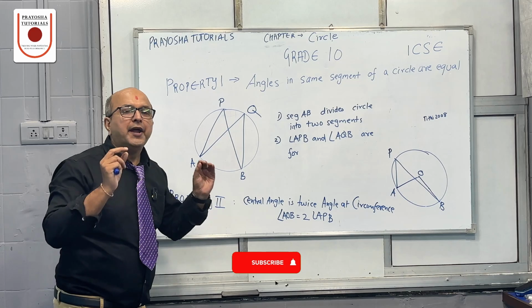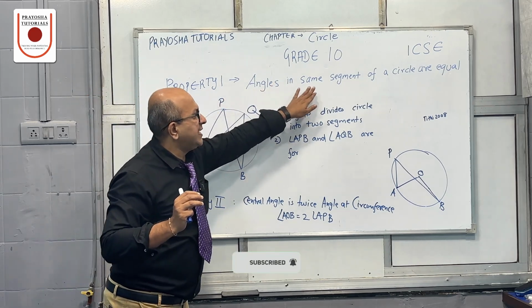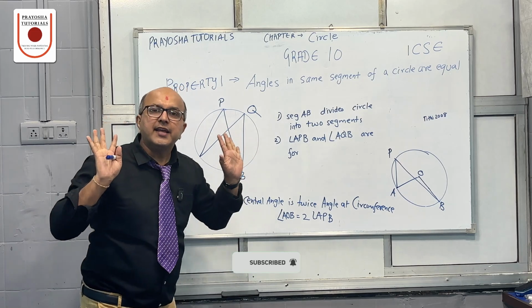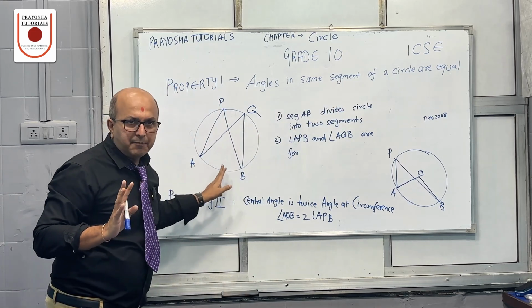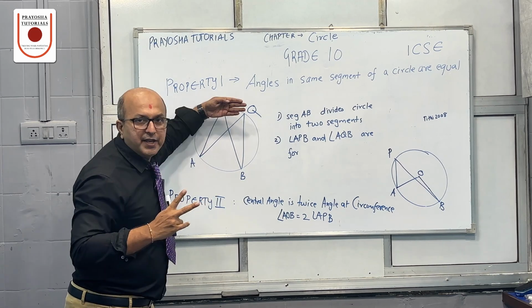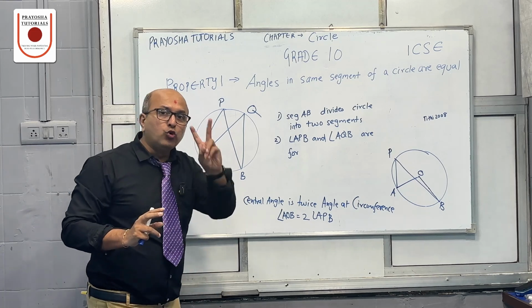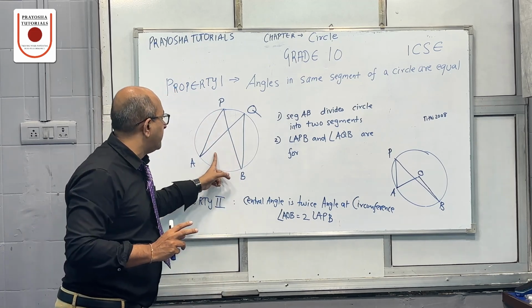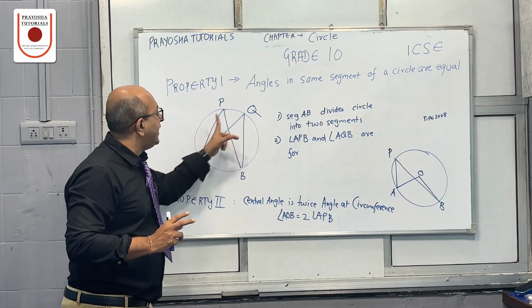One more time, I would like to come to the start again. Angles in the same segment of the circle are equal. Same segment. AB forms a segment. Segment AB forms two segments, major segment and minor segment. Here you can see two angles formed by this segment: angle APB and angle AQB.